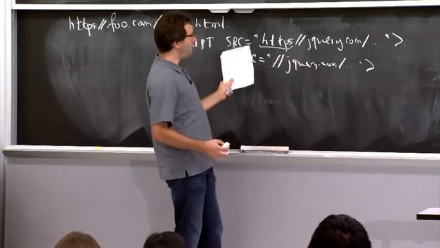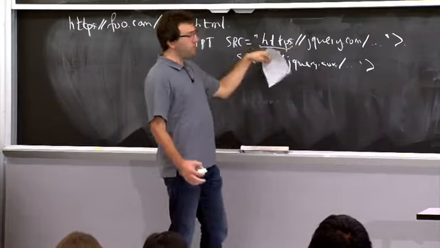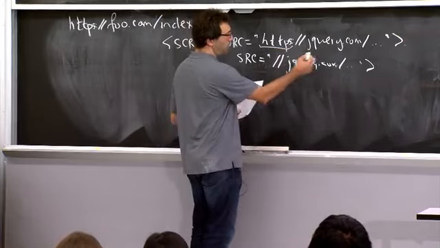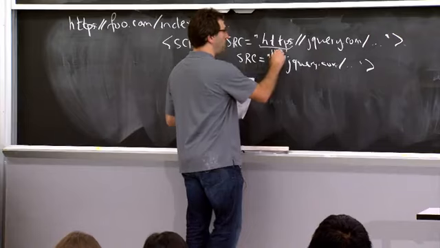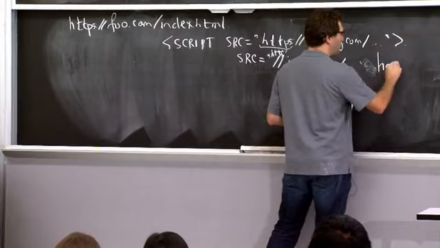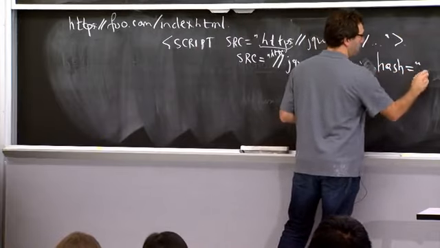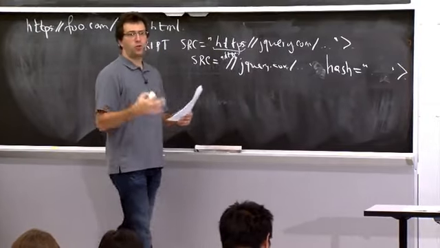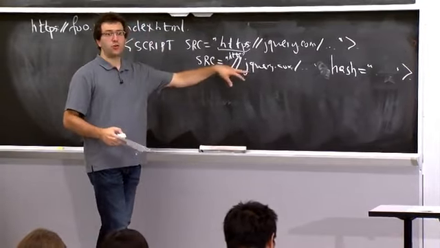So instead of having to refer to jquery.com with an HTTPS URL, maybe what you could do is just say, script source equals jquery.com, maybe even HTTP. But here, you're going to include some sort of tag attribute like hash equals, and here you're going to put in, let's say, a SHA-1 hash or a SHA-2 hash of the content that you're expecting to get back from the server.